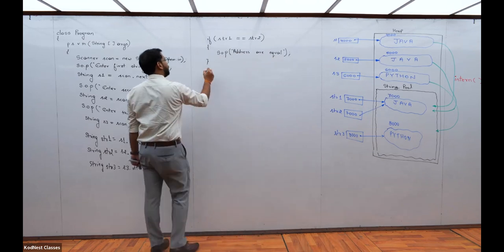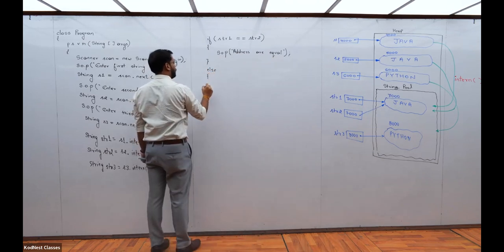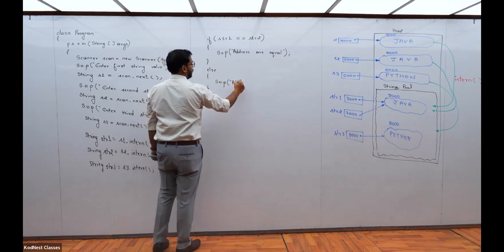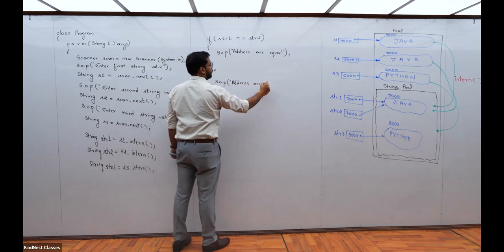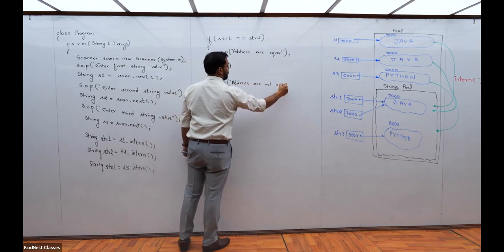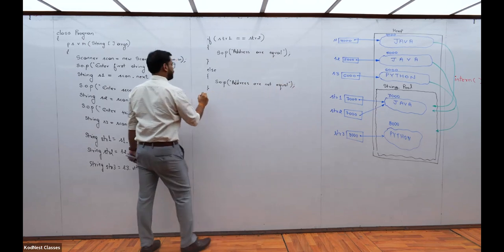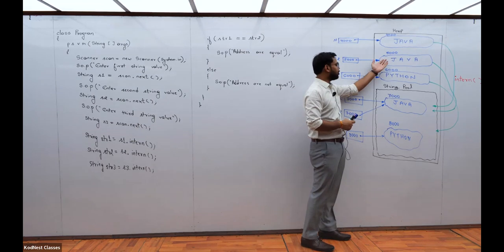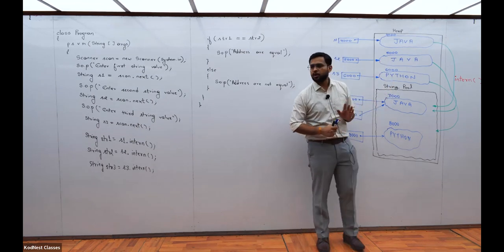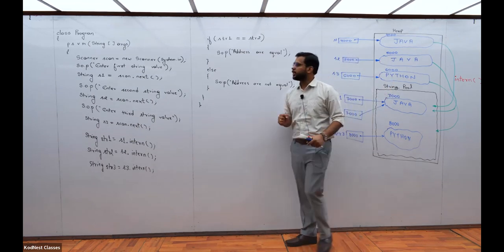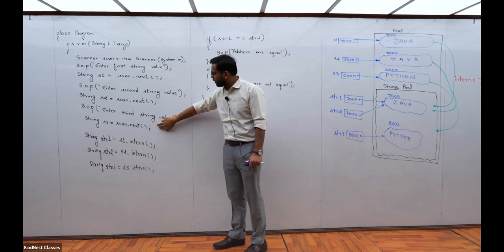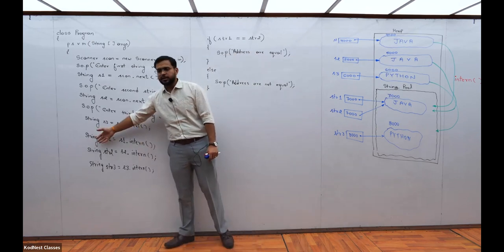And then I will write else also, else System.out.println, addresses are not equal. So like this we can prove that yes, really the transferring from non-string pool to string pool is happening. So now let us execute the program and check. First of all, enter the first string. Java. Next again Java. Next Python. Here what will happen? The shifting will happen.